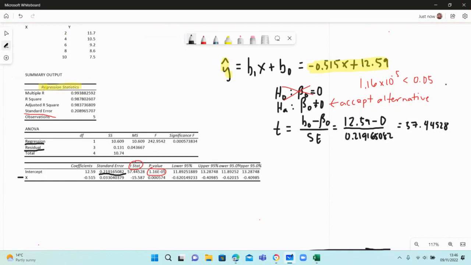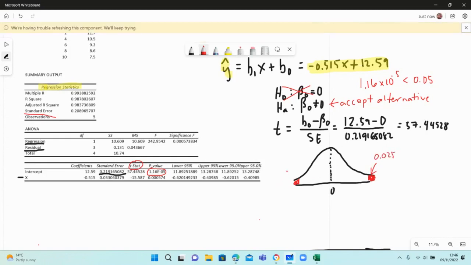Okay, and so if you will try to illustrate this using the t-distribution, what this means is the following. So you have the t-distribution. It is centered at 0 in this case. And then on both sides of the t-distribution, you have these regions of rejection. Okay, so the area here is 0.025, and then the area here is 0.025.